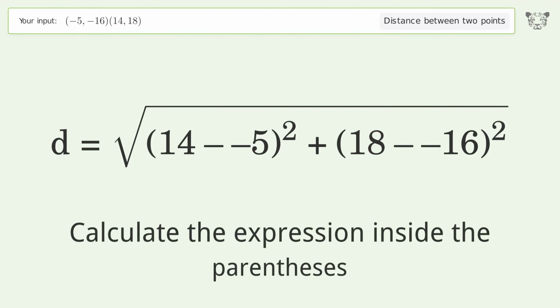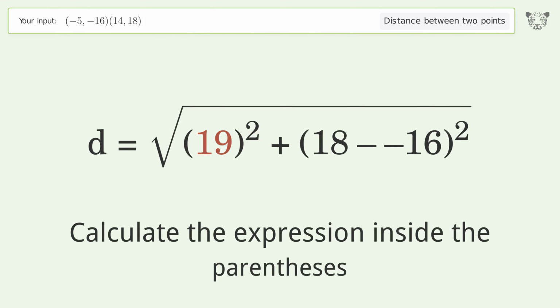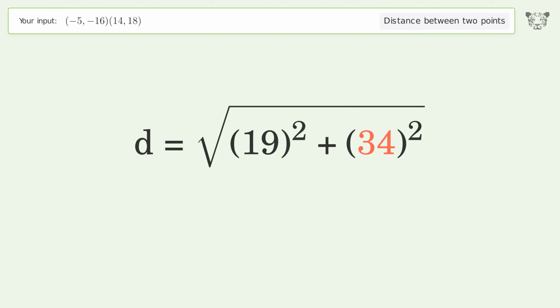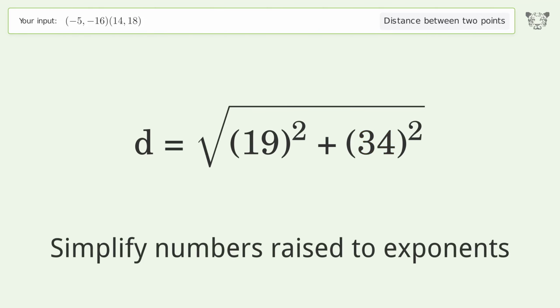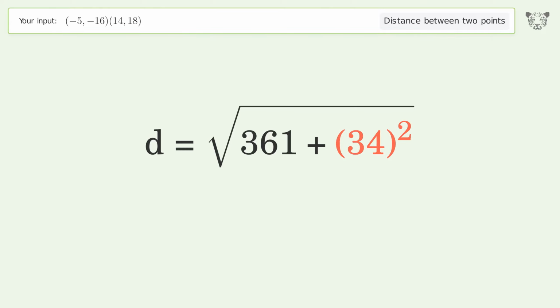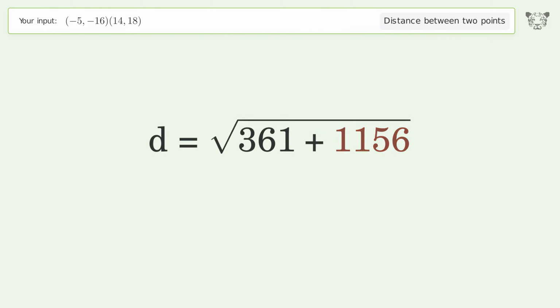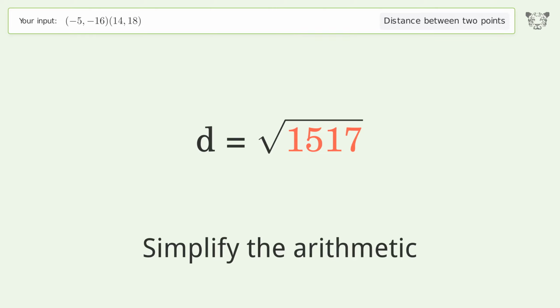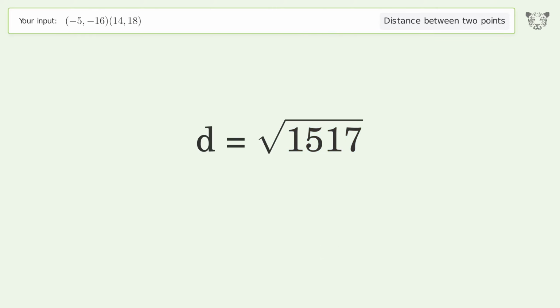Calculate the expression inside the parentheses. Simplify numbers raised to exponents. Simplify the arithmetic. And so the distance between the 2 points is the square root of 1,517, or 38.949.